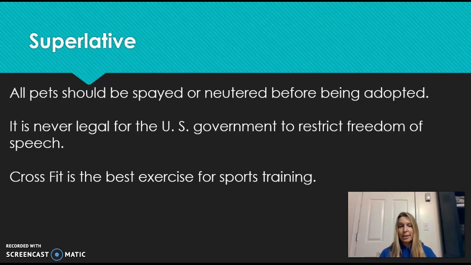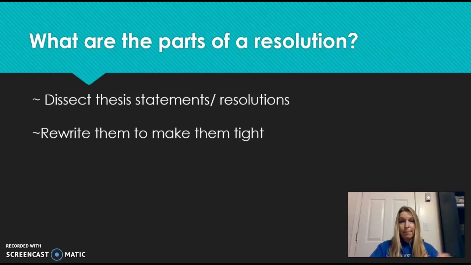I'm sure many of you were listening to those three and going, hold on a minute, it's not better for this, or what about that? That's why superlative is the hardest of all of the resolutions or types of thesis statements to prove. So I highly suggest you don't take a superlative example when you write your own essay or thesis statement.